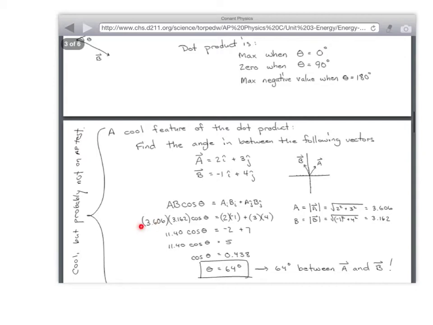what's the magnitude? How do you get the magnitude of A? What is the magnitude of A? Yeah, it's 2 squared plus 3 squared, square root. And the Pythagorean theorem, right? Do that times cosine theta equals, what's AI BI? 2 times negative 1 is negative 2, right?